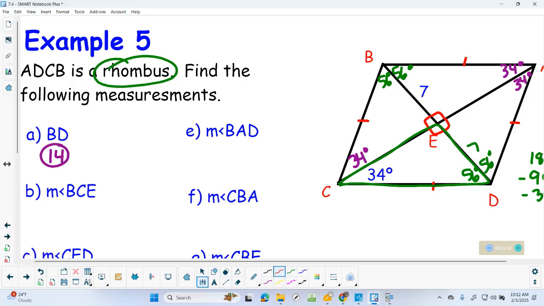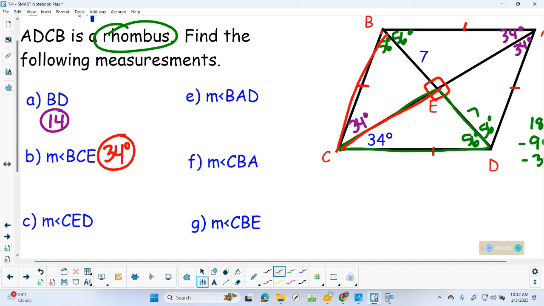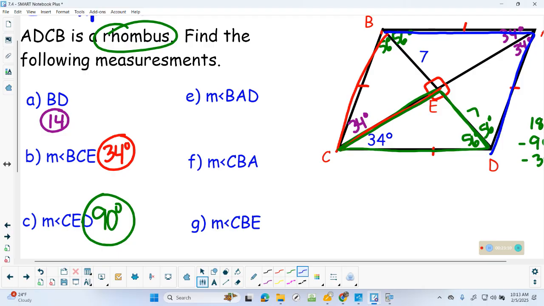Okay, angle B, got it. C, got it. E. Oh, yeah, right there, my purple 34. I'm going to try to scroll this up just a little so I don't get it off the screen. Okay, CED. C-E-D. Light work. It's in the middle, it's 90. This is so easy. Okay, BAD. B-A-D. So that whole corner is what? 90. Whole corner. 68, 34 and 34.